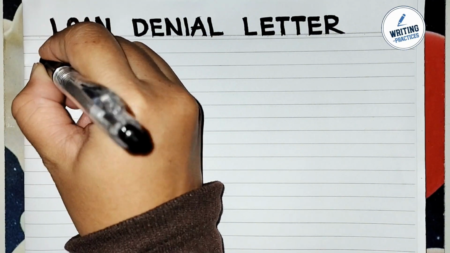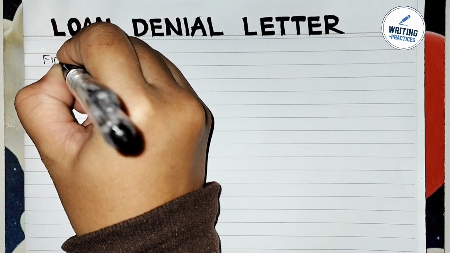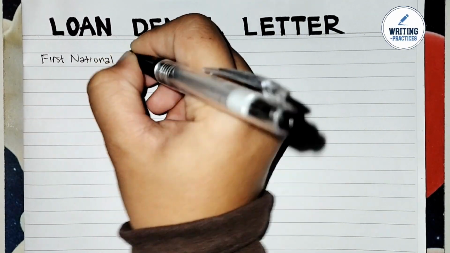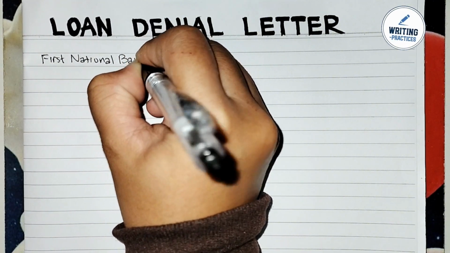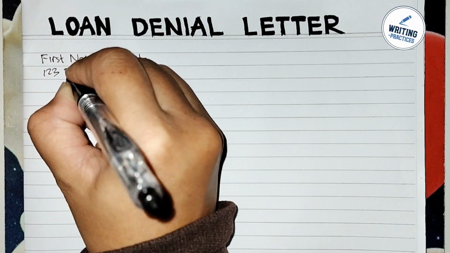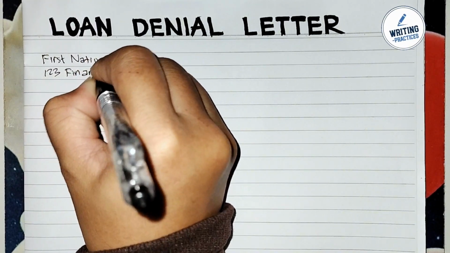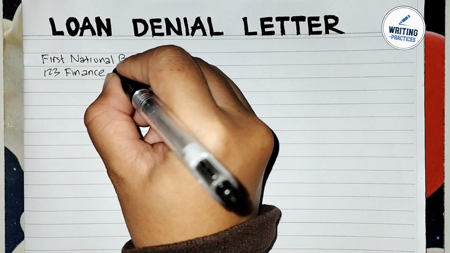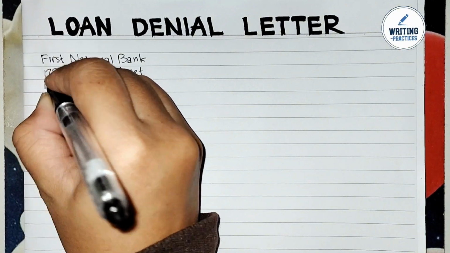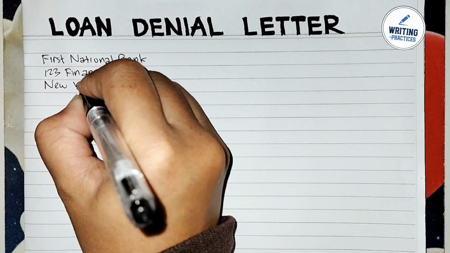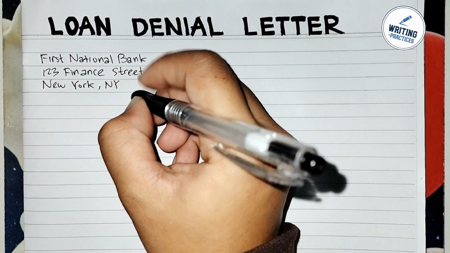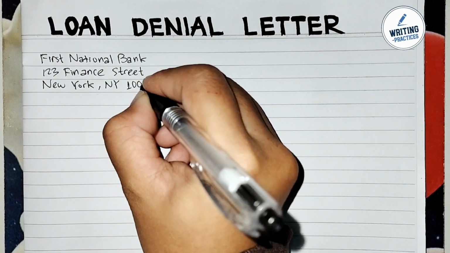Today, we are going to learn to write a loan denial letter. What is a loan denial letter? A loan denial letter is a formal notification sent by a lender to an applicant, informing them that their application for a loan has been declined. This letter typically includes the reasons for the denial, such as credit score issues, insufficient income, or other factors that affected the lender's decision. It also often provides information on the applicant's rights, to request further details or to dispute the decision, as well as any next steps they might take, to improve their chances for future loan applications. Here, Writing Practices will show you how to write a loan denial letter step by step.